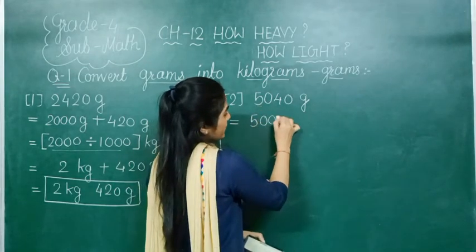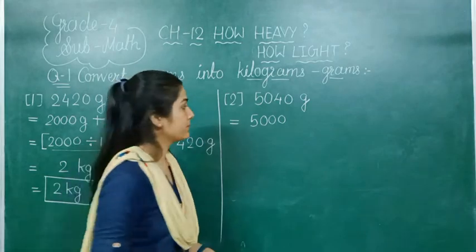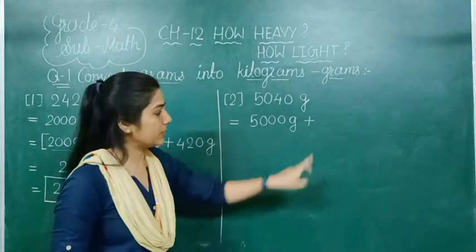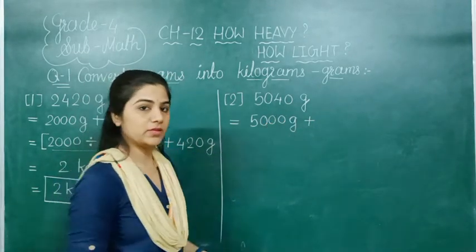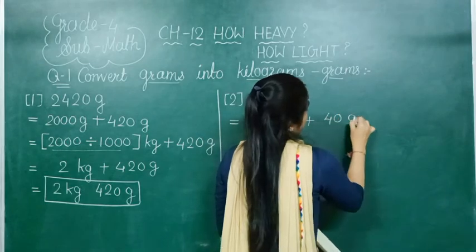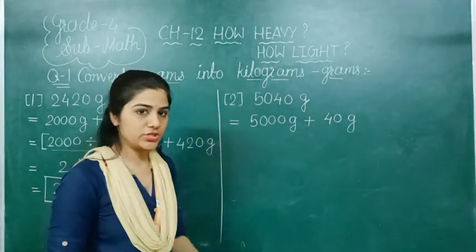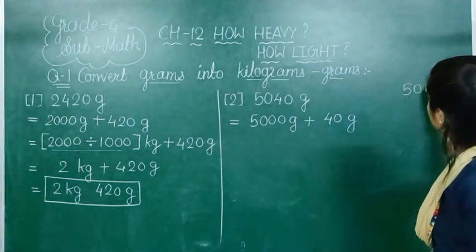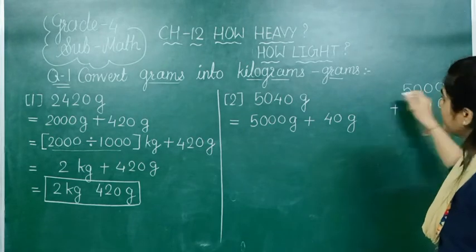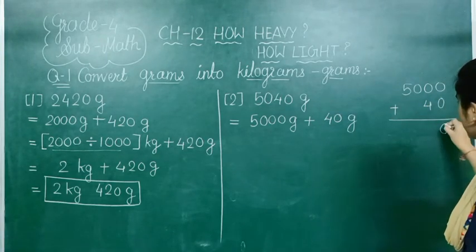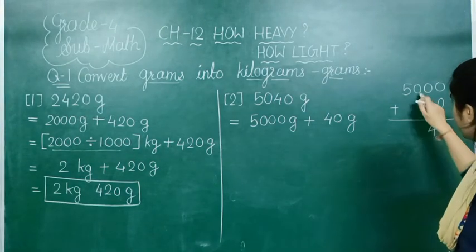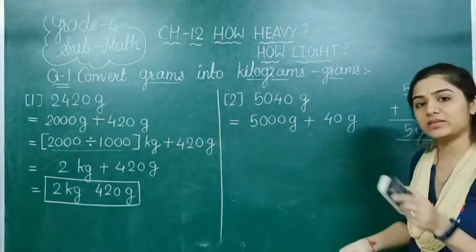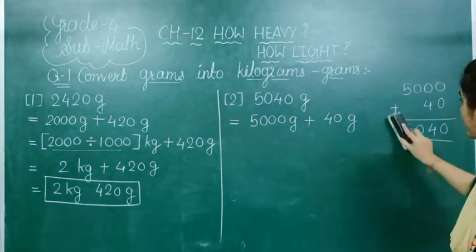So first we will put 5000 because the first digit is 5. Backside 5000 gram, plus we will put the sign of plus, this 40 we will add. See, if you do the cross check, means if you do the addition of this 5000 and this 40, you will get this number: 0 plus 0 is 0, 0 plus 4 is 4, 0 same and 5 will be put the same. See, the same number we are getting. So in that manner we have to bifurcate these two numbers.